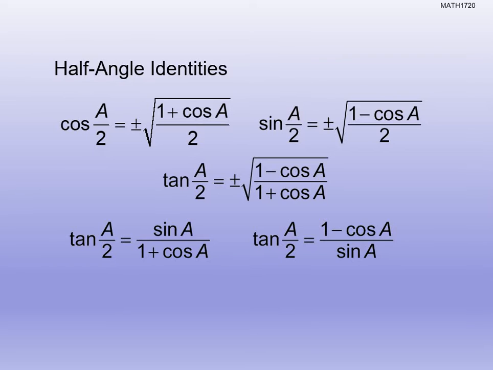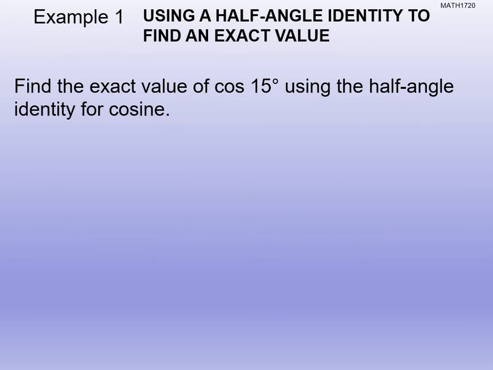Just remember the plus or minus is always going to be relative to what quadrant the solution lies in. You're still using All Students Take Calculus, so that sine is positive in the second quadrant, tangent is positive in the third quadrant, and cosine is positive in the fourth quadrant. That's where you decide whether to choose the negative answer or the positive answer. It's just based on what quadrant we end up in.